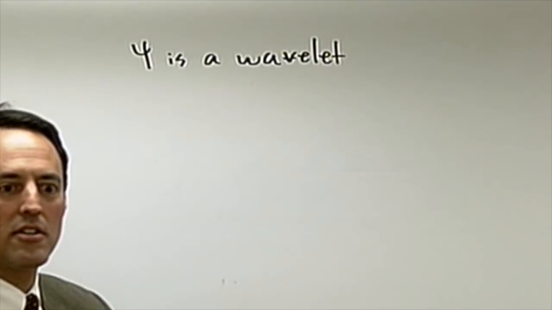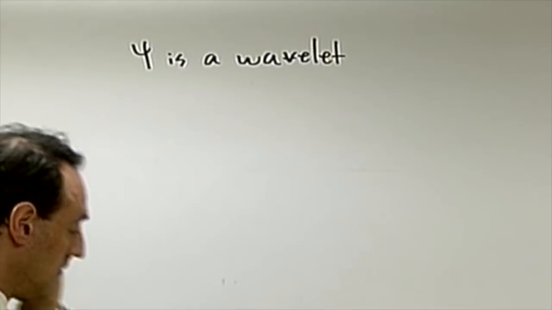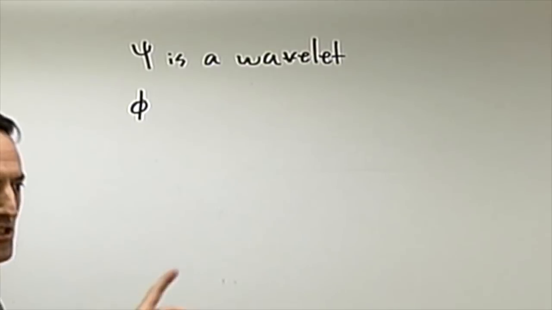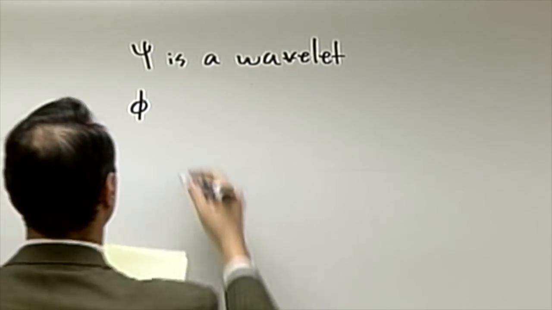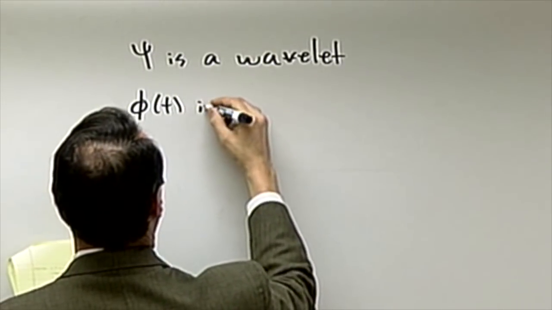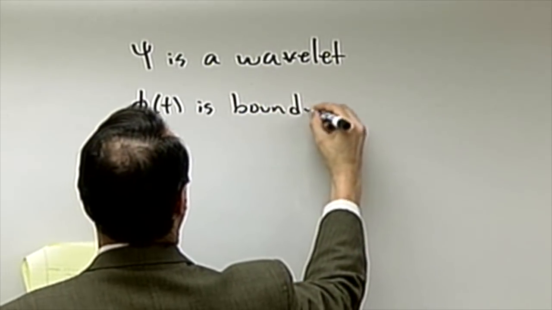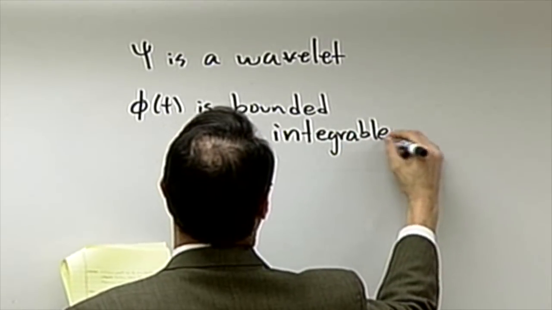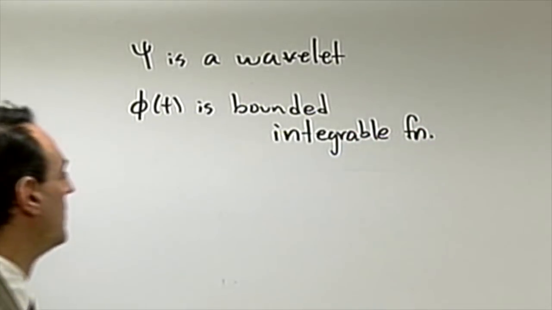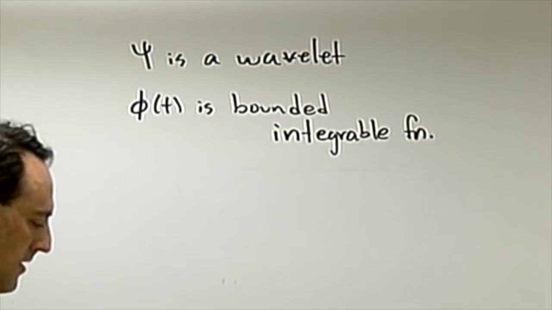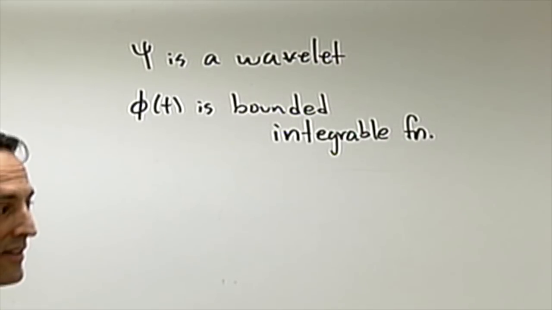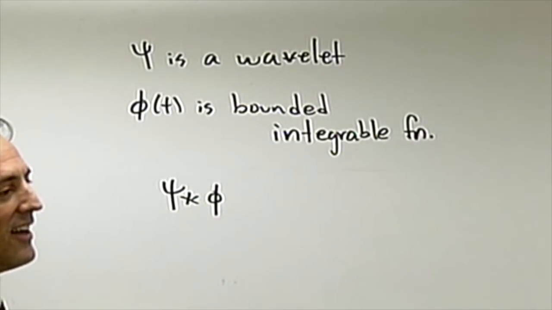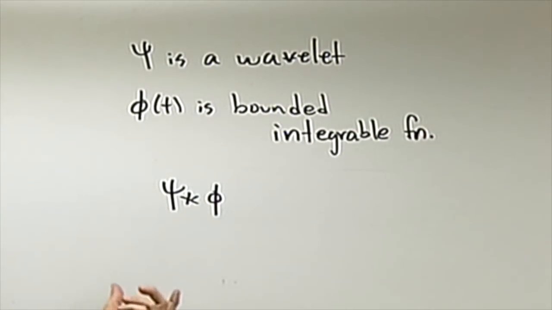Now, let's just consider another function, phi. Suppose this phi of t is just a bounded, integrable function. Then the convolution of psi and phi is another wavelet.